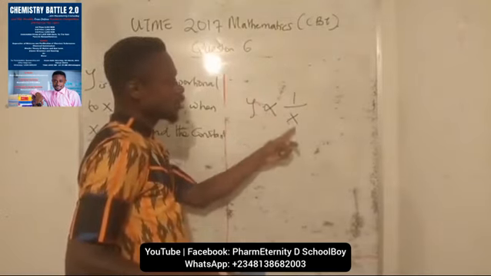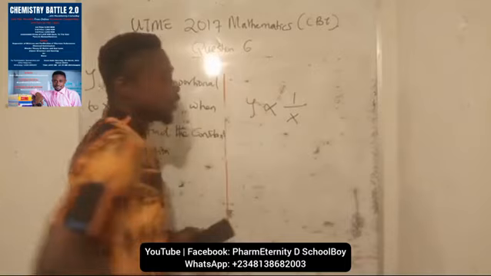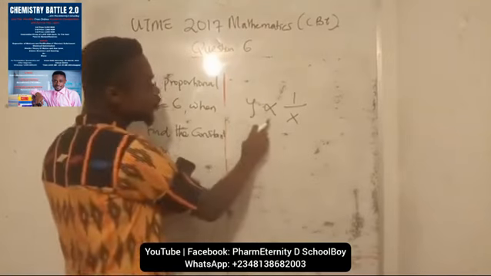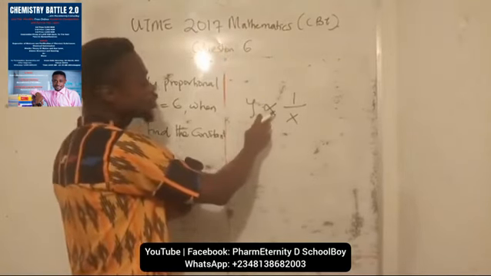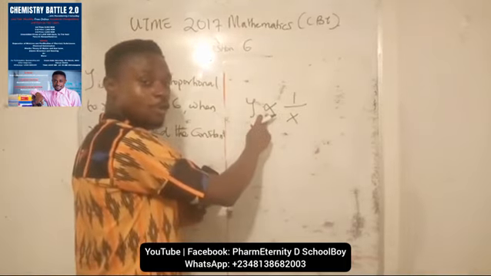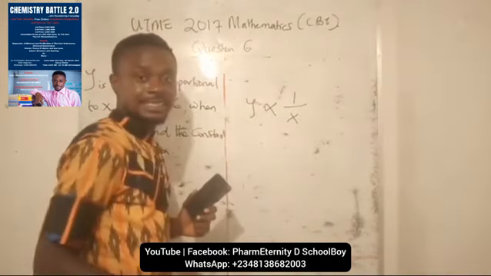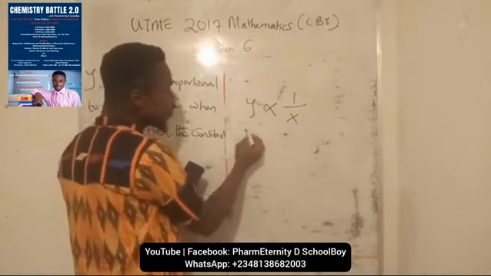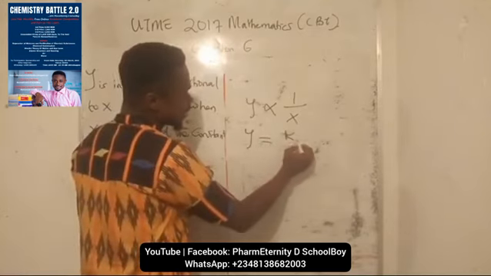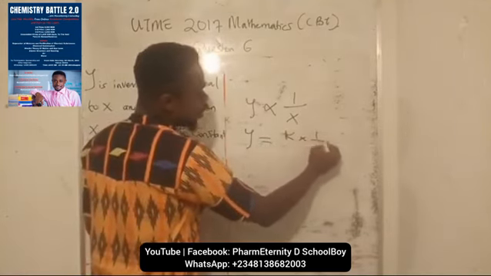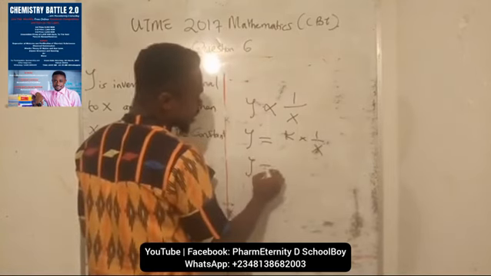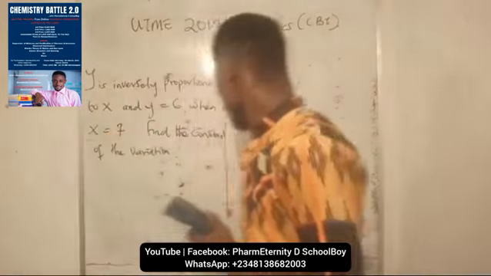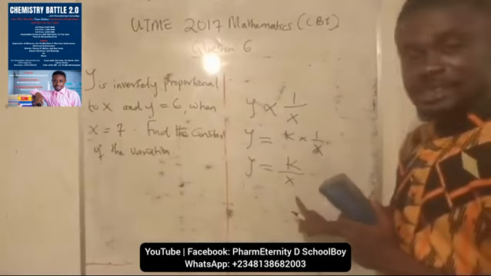is inversely proportional to x. This is a mere expression. For it to be an equation, you have to remove this sign. For us to remove this sign and replace it with an equal sign, we have to introduce a constant of the variation. So for the equal sign to be here, y will now be k times 1 over x, which means y is equal to k over x. So this is the equation. y is equal to k over x.